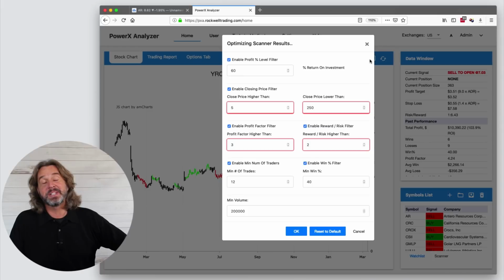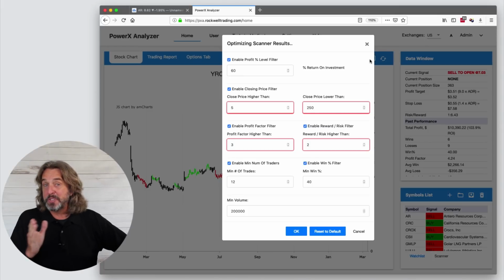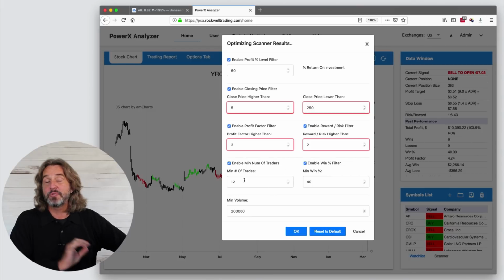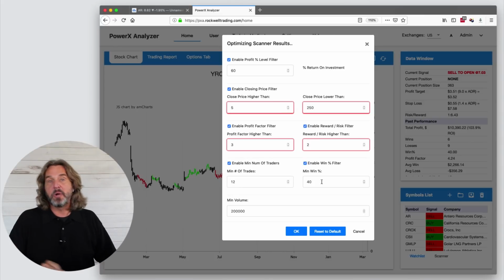And the criteria that I personally like to use to make my decision of what stocks to trade is that I want to make sure I have at least 60% return on my investment, so that I'm making at least 60% a year, that the price is between $5 and $250, the profit factor is higher than 3, and risk reward higher than 2. I want to see that over the past 12 months, we had at least 12 trades, and that I have a winning percentage of at least 40%, meaning that 4 out of 10 trades need to be winning trades. I mean, I don't want to be greedy. That is fine with me. Minimum volume, 200,000. That's what I recommend.